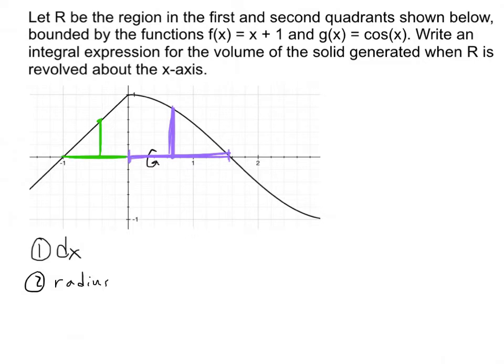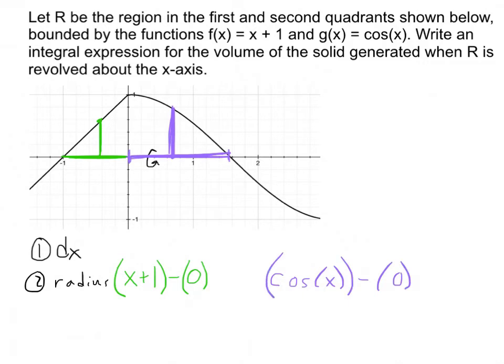So my green radius, the part over here on the left, is going to be, as I mentioned in the previous video, the top, x plus 1, minus the bottom, which is 0. I suppose it doesn't matter. I'm going to write it in anyway. x plus 1 minus 0, just so we get used to the idea that radius is always the distance between two different functions. And then that nice pretty purple color we've got, I'm looking at the difference between the top function cosine x and the bottom function, which is 0. So the purple one is cosine x minus 0. Again, just showing that there's a top function and a bottom function.